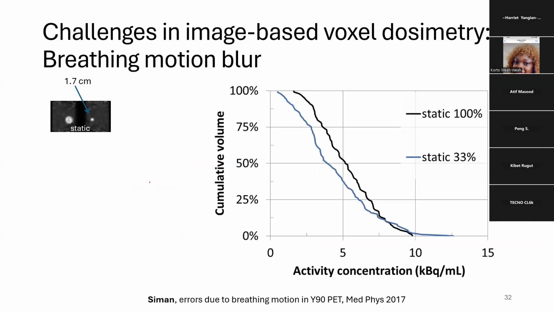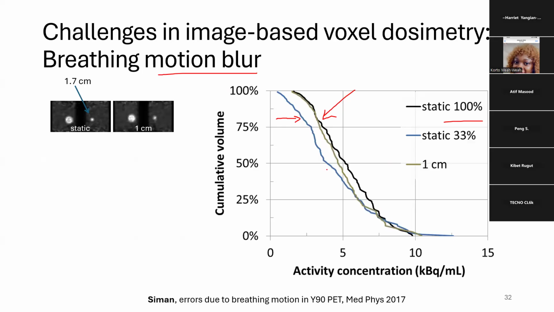Again, what I'm showing here is for motion blur. The black one is the static at 100%. For the blue curve here, I reduced the count to 30%, 33%, without anything else. I haven't changed anything. Just by reducing the signal density, your quantification changes. If you compare it with, let's say, a minimal motion blur of 1 centimeter amplitude, it's actually closer to the truth, right? If you compare these two, the black versus the blue.